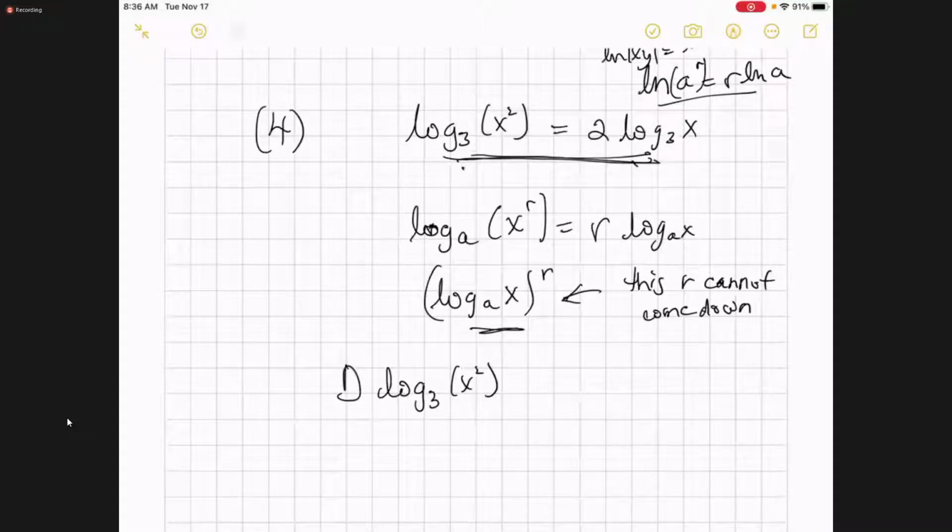Okay, just thinking about the chain rule here. So the inside would be x squared, outside log base 3 of u, so du dx. Keep trying to write a y.